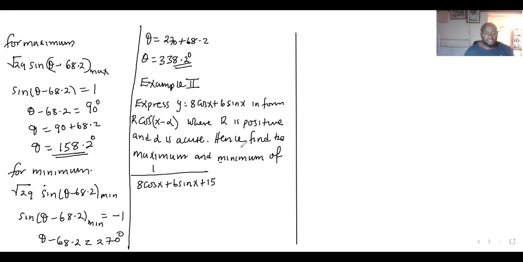Now you're finding for me the first part, that is to express it in terms of R cos (x minus alpha). So start working on that. You have 5 minutes. By 10, it should be done. Express it in R form by getting the value of R and the value of alpha.